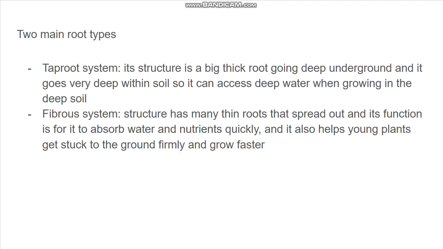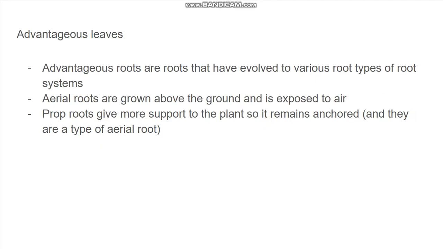And then the taproot system is a big thick root that goes deep underground to access water as it grows in the soil and deep water as well. And then finally there are the adventitious roots, and there are multiple types. Adventitious roots are roots that have evolved into various types of roots.